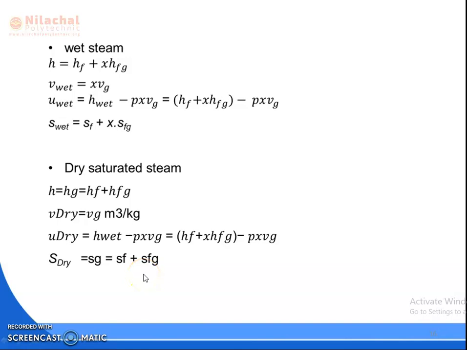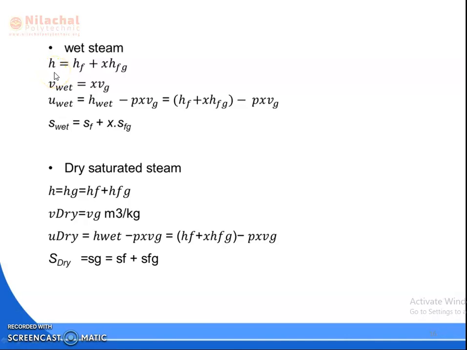So good morning everyone. Continuing with chapter 3, the properties of steam. Today we will discuss what properties we have to calculate and how we will calculate them. First, we will discuss how we calculate the enthalpy for wet steam.